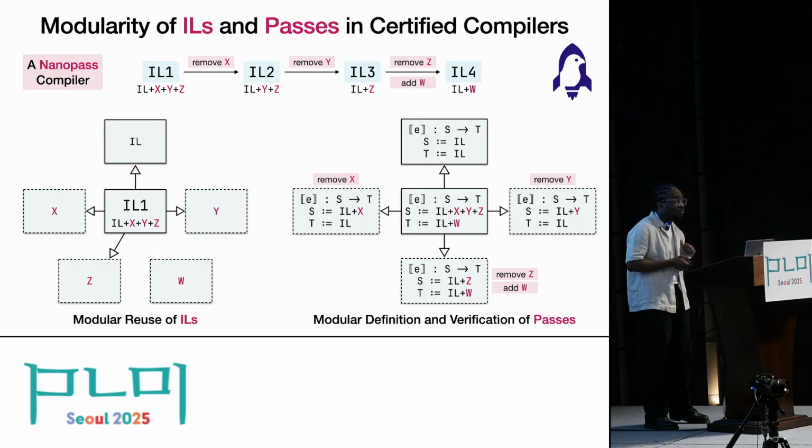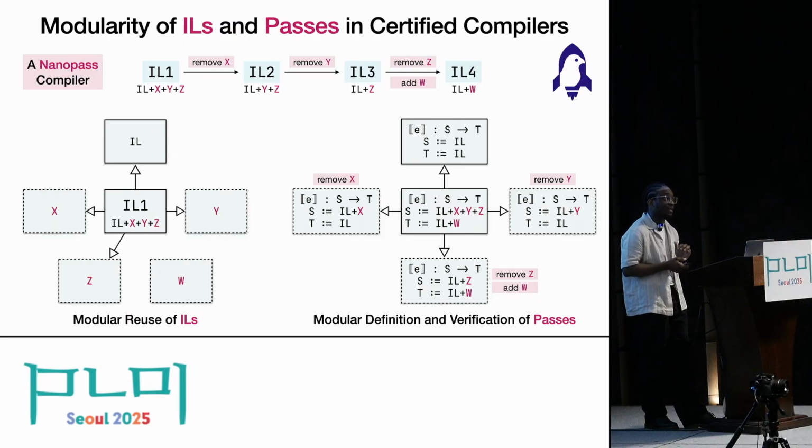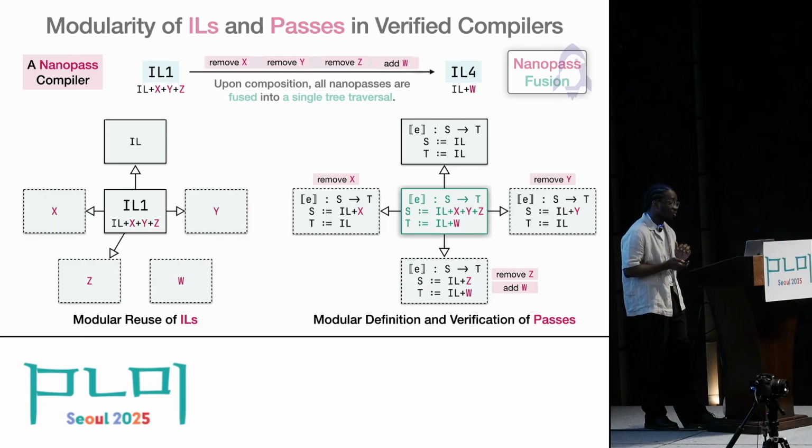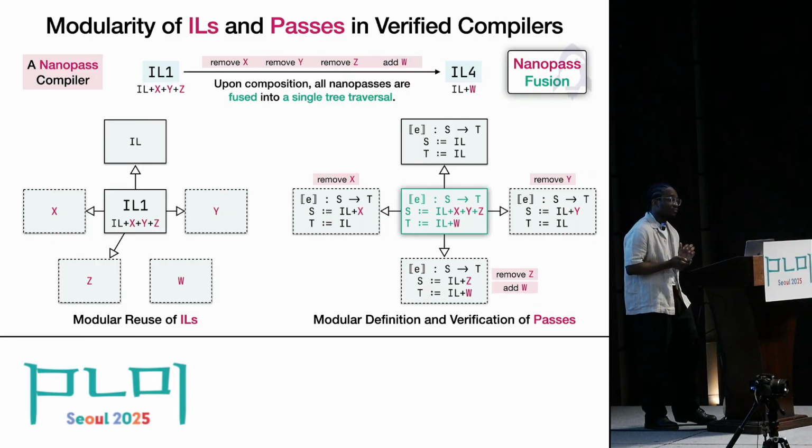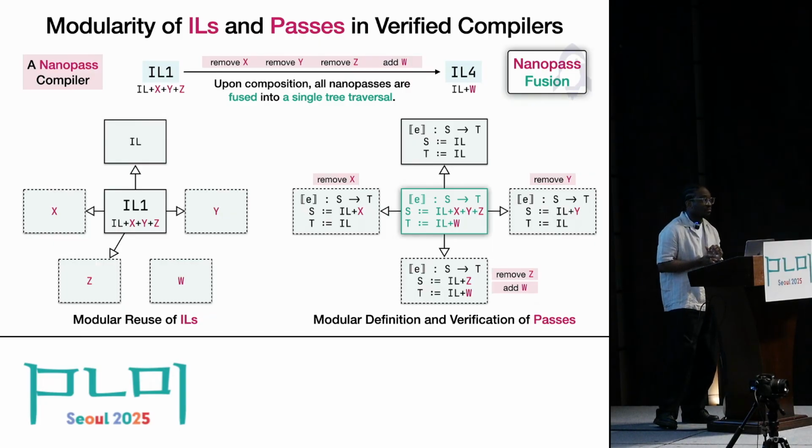And then one cool thing Rocq can do is, because of late binding, we can compose extensions. We can compose the passes together and get a fusion, which is just a single tree traversal. So we avoid long compilation time through late binding of the IL families.